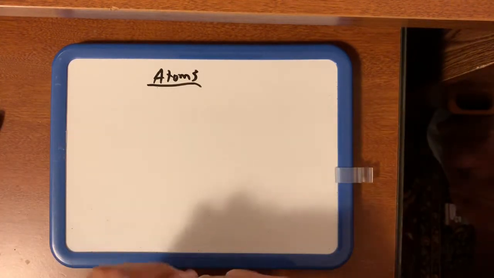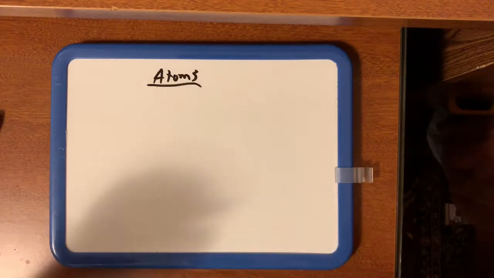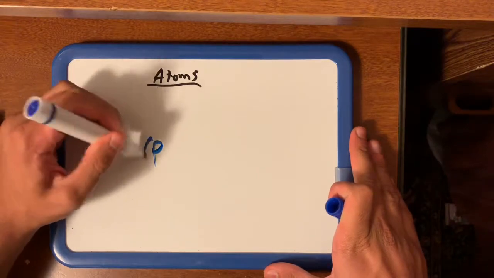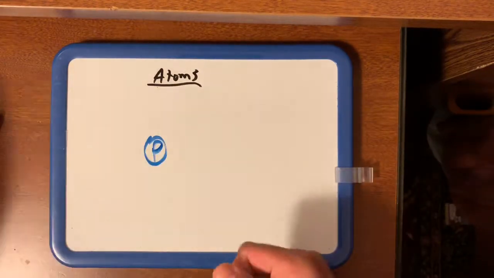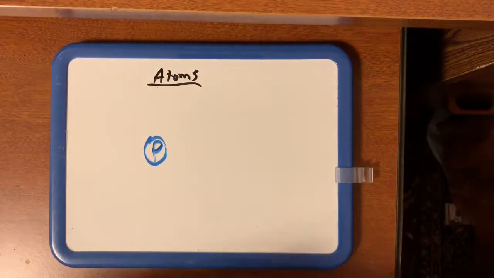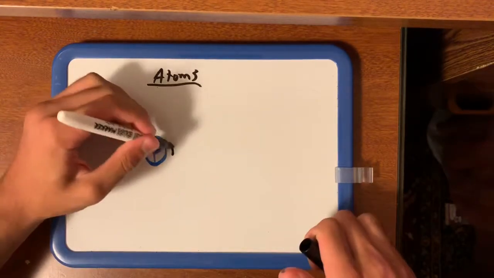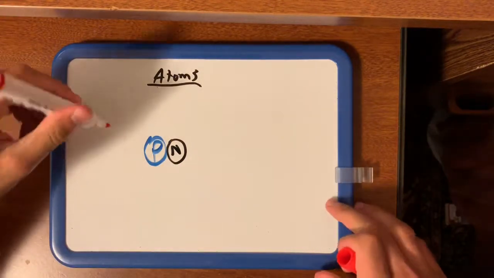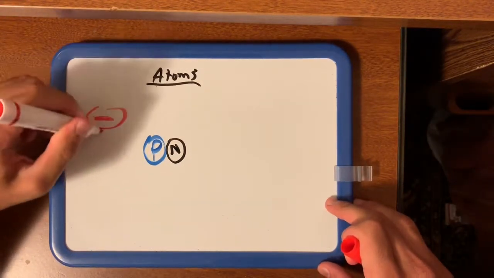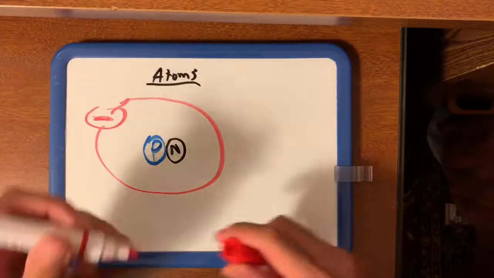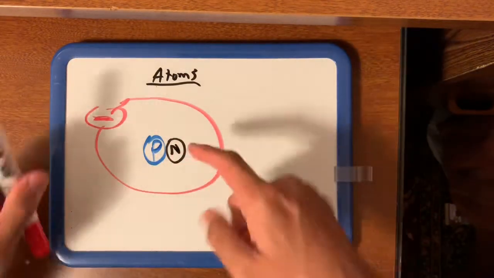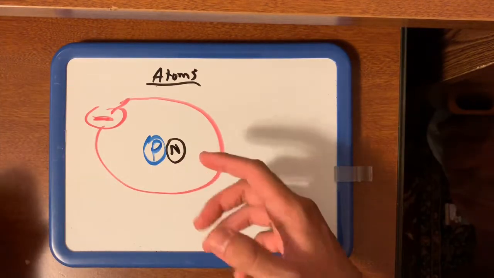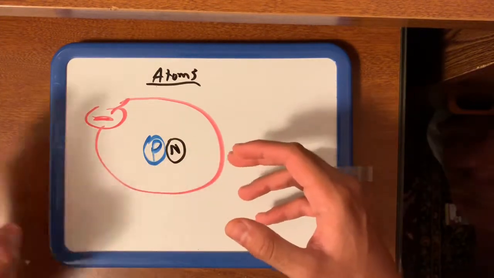So here's what an atom typically looks like. Right now I'm going to be drawing an atom. So it has one proton in the middle. This one only has one proton, one neutron, and then one electron, going around and around this area called the nucleus. The nucleus is the condensed region where all the protons and neutrons are stuck together.